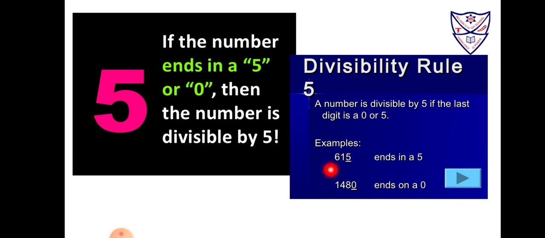For example, here 615 is there. If I want to see whether this number is divisible by 5, yes. Why? Because the last digit is 5. Here the last digit is 0. So here also it ends with 0, hence it is divisible by 5. 1480 is divisible by 5.